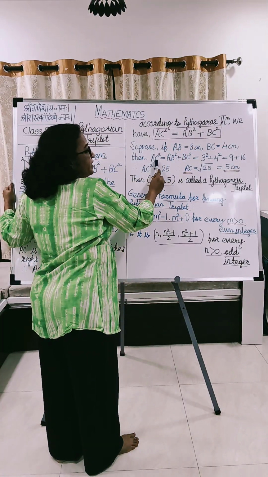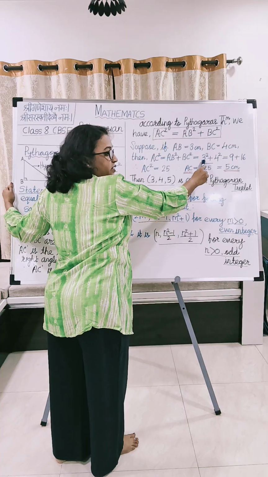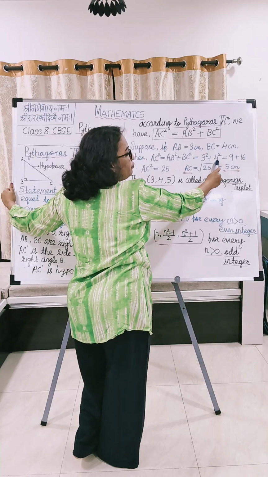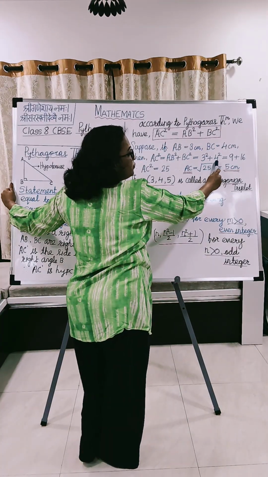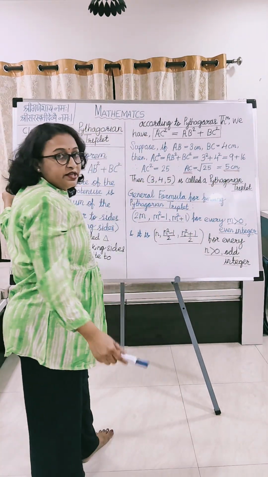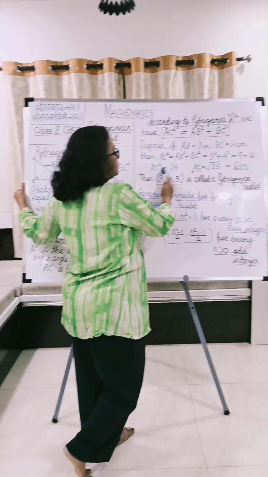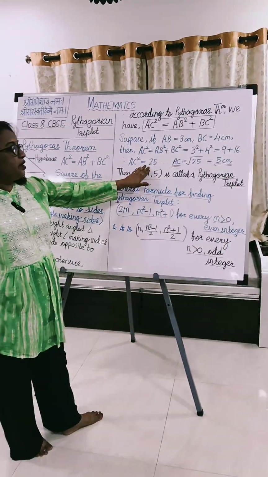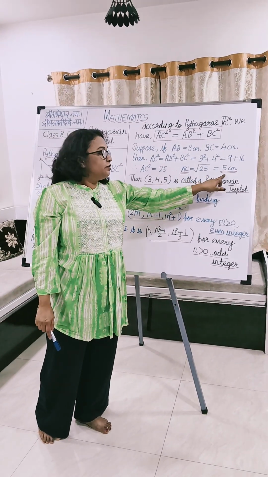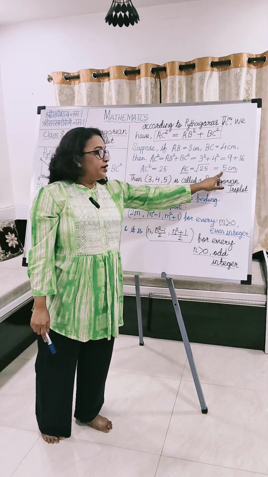So we have AC square is equal to, what is AB? 3. So AB square will be 3 square plus, what is BC? 4. So BC square will be 4 square. So 3 square plus 4 square will be 9 plus 16, because the square of 3 is 9 and the square of 4 is 16. So we got AC square is equal to 25. Therefore AC will be the square root of 25, which is 5 centimeter.